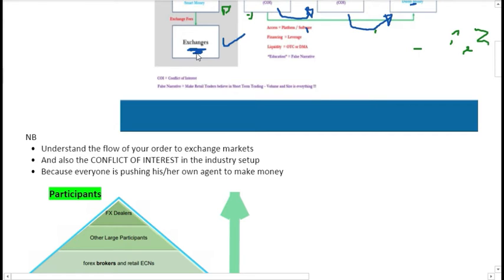This side should understand what's happening, right? And also you should understand the conflict of interest in the industry. This industry is set up for you to fail. So don't be fooled by trading educators who say that you need to deposit your money. Do an analysis and check, like I said, because everyone is pushing their own agenda to make money.